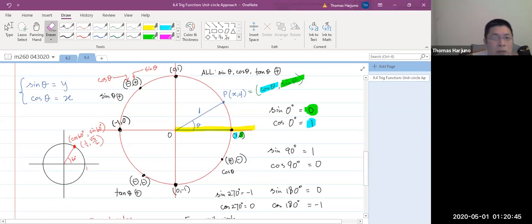Cosine is positive. Let me color them. All positive, sine positive in quadrant 2, tangent positive in quadrant 3, cosine positive in quadrant 4.